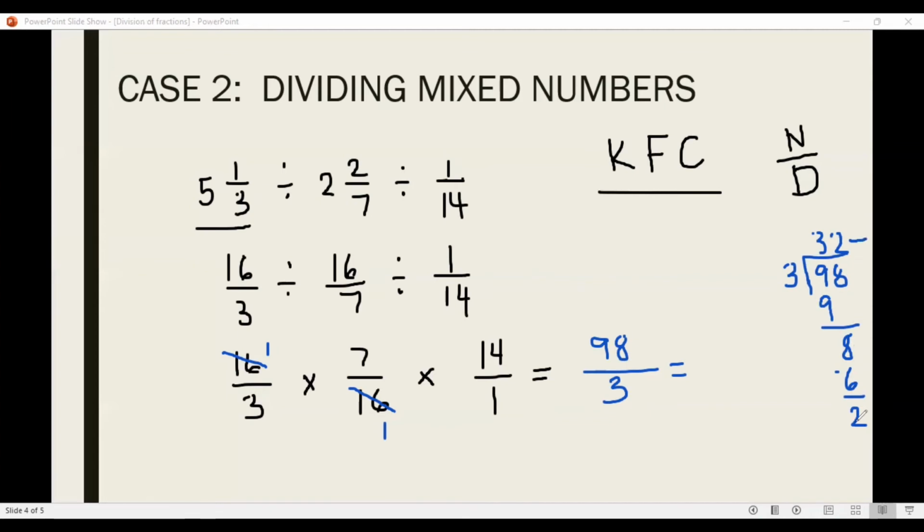So again, the remainder becomes the numerator, while the divisor is the denominator. So our answer here is 32 and 2/3. Okay, so that is when you are dividing with mixed numbers. Do not forget to change the mixed numbers into improper form before proceeding to the division and following the method KFC.